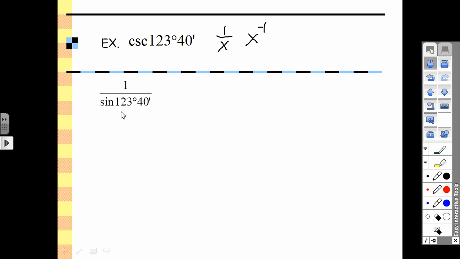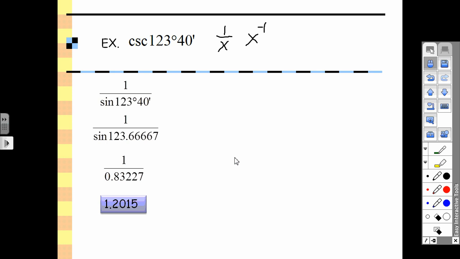Because what you're going to do is go through, just like we did before, and evaluate the sine of 123 degrees, 40 minutes by figuring out the decimal. We get this decimal, the sine of 123.66666 and so on. But we want the reciprocal of that. We want 1 over that. So keeping this decimal in your calculator, find this button and hit it. When you do, you get the answer. That came out to be 1.2015.